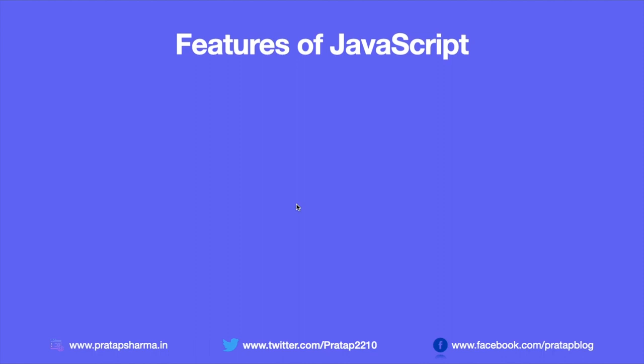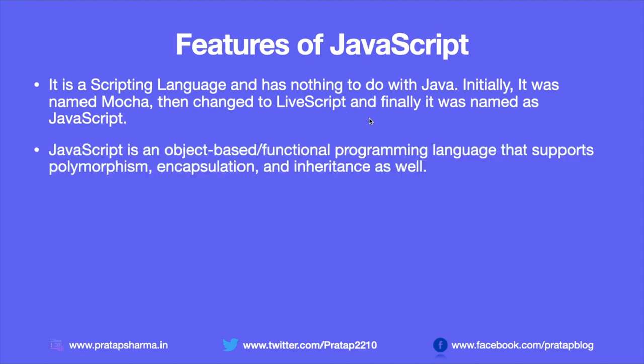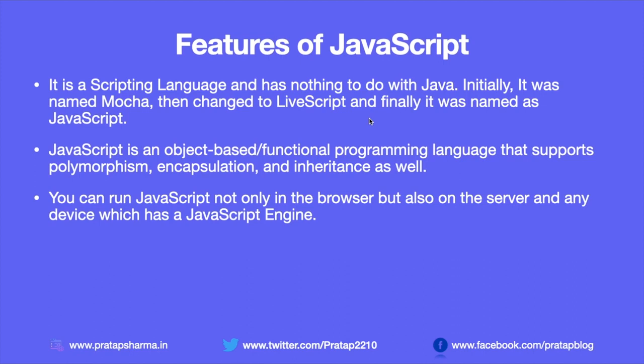Now let's understand the different features of JavaScript. This was the name I told you: it was initially known as Mocha, then they changed it to LiveScript, and then it was finally changed to JavaScript. JavaScript is an object-based or functional programming language, and it also supports polymorphism, encapsulation, and inheritance. We can find all this in Java as well. But one thing to note is that we can run JavaScript only in the browser.